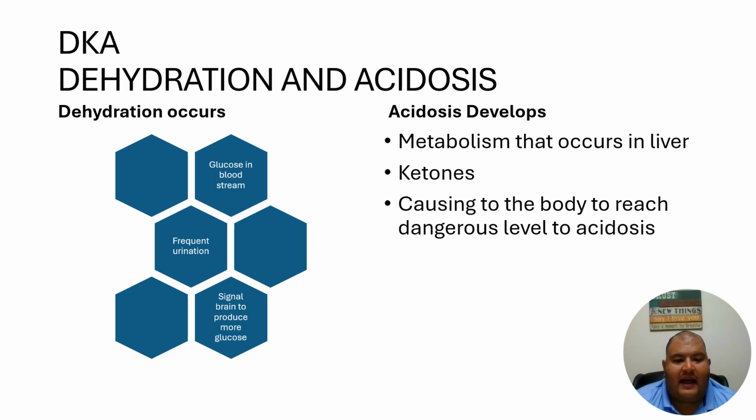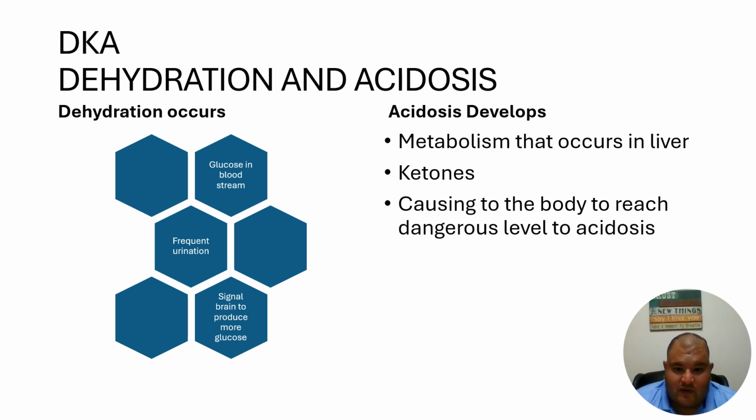So let's talk about what happens in DKA. Dehydration is one thing. The glucose in the body is so excessive, because there is no insulin to help move the glucose into the cells, that frequent urination happens. And remember when I said that it acts like salt? It's going to carry an excess amount of water when you urinate, so it's going to dehydrate the body. And it's going to signal the brain on top of that to produce more glucose, because the cells that require sugar think they're starving of sugar because there is no insulin to move the glucose into the cell.